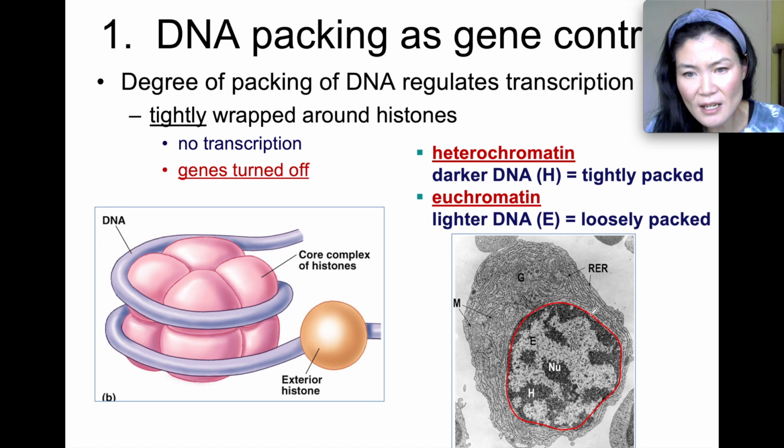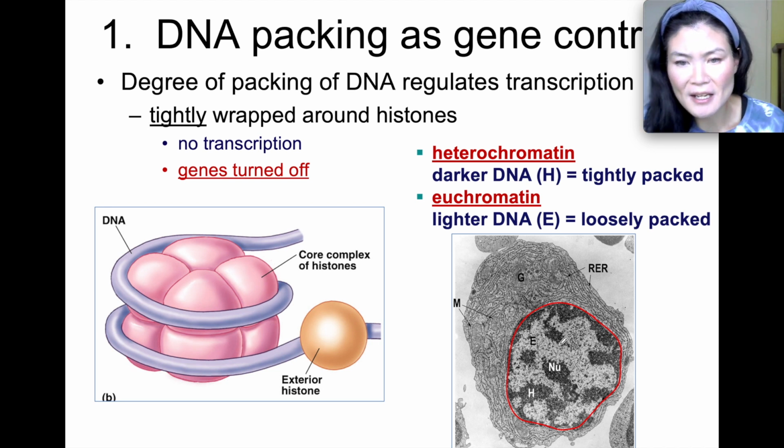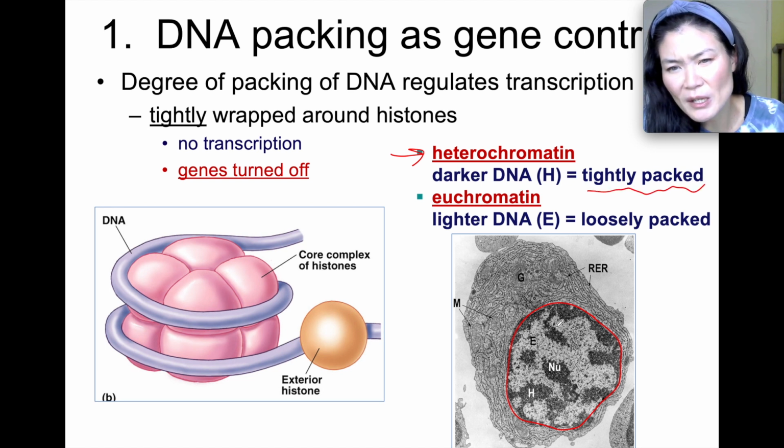Can you guys see in the nucleus of the cell, there are dark spots and then there's light spots. There's dark splotches and light splotches. Well, the darker splotches are called heterochromatin. Heterochromatin is tightly packed. That's why it looks so dense. It looks so dark because it's so dense. Whereas the euchromatin are the light areas, and it's loosely packed.